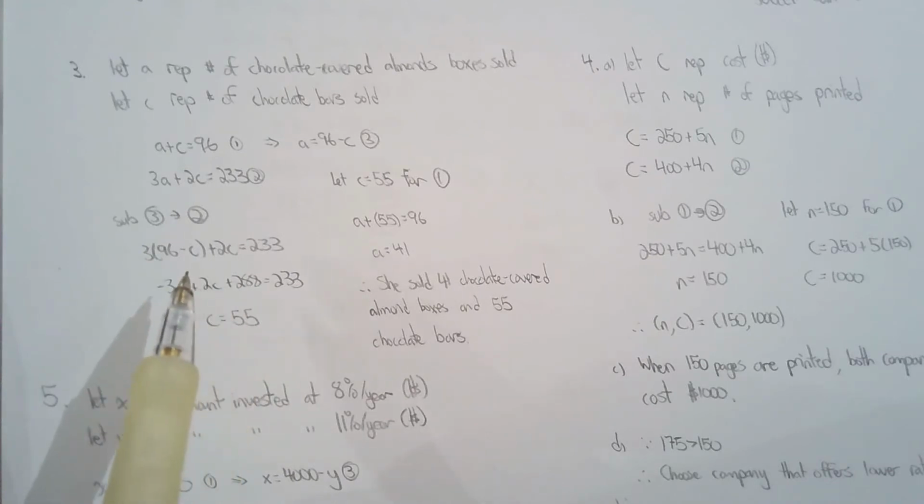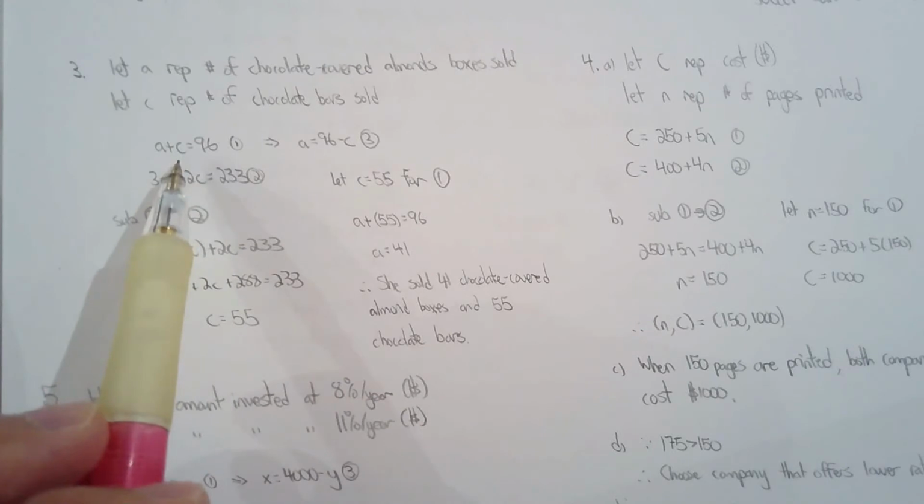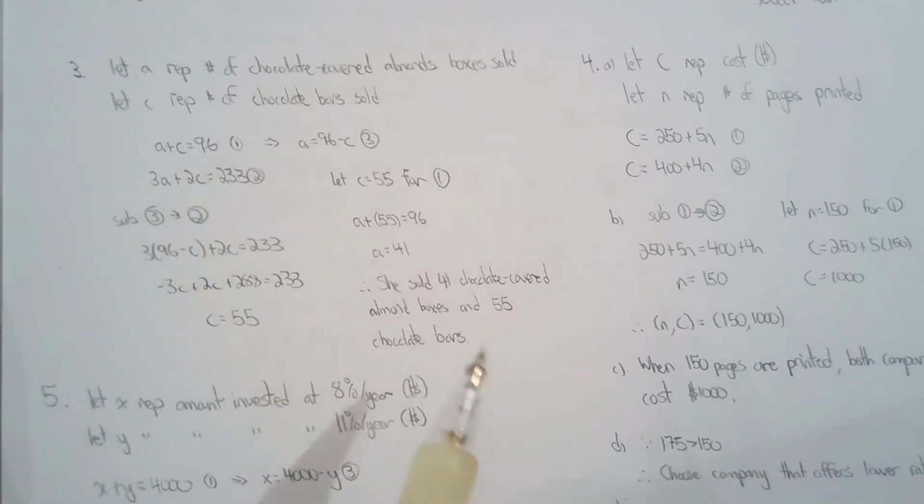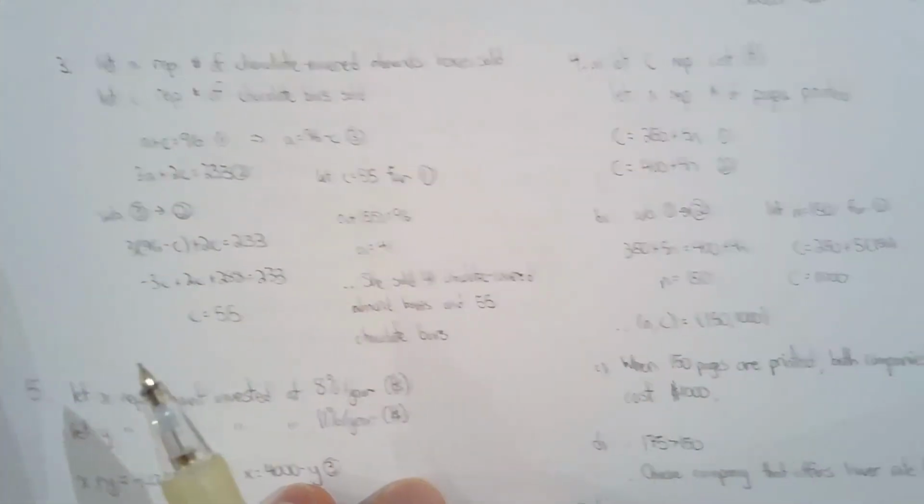A plus C. So this is a box and a chocolate bar is $96. Wow, it's very steep. Anyways, I'll let you study that.